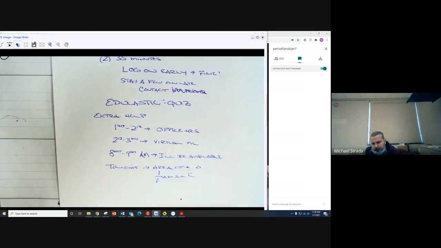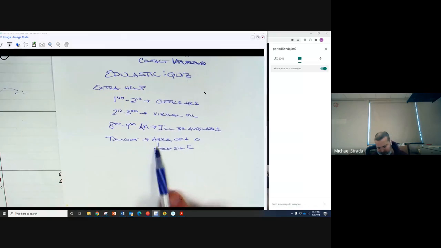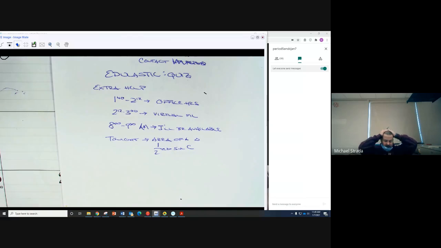All right. Don't forget tonight for everybody is area of a triangle. You're just doing 1/2 ab sine C. You're calculating the area of that. In 5B, for those of you that haven't done it already, that was my mistake when I posted it, I made the due date tonight instead of last night. You've got to finish that.